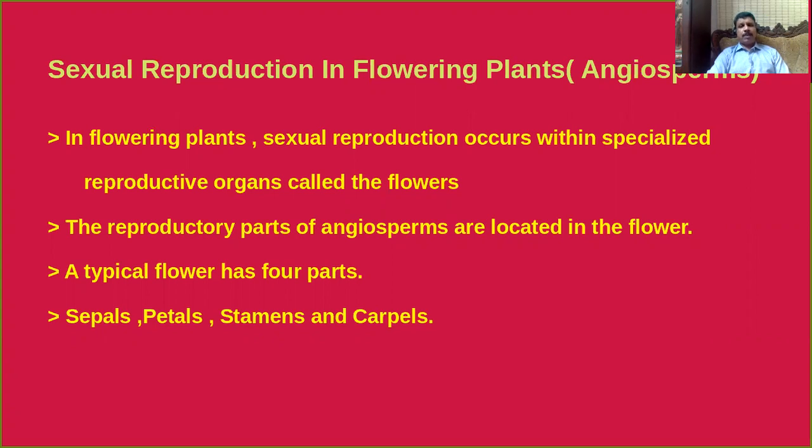As you know, the flowering plants are also called angiosperms. Dear students, in flowering plants, sexual reproduction occurs within specialized reproductive organs called flowers. As you know, the reproductive parts of an angiosperm are located in the flower. I hope you have learned the structure of a flower in lower classes. Dear students, a typical flower has four parts: sepals, petals, stamens, and carpels.